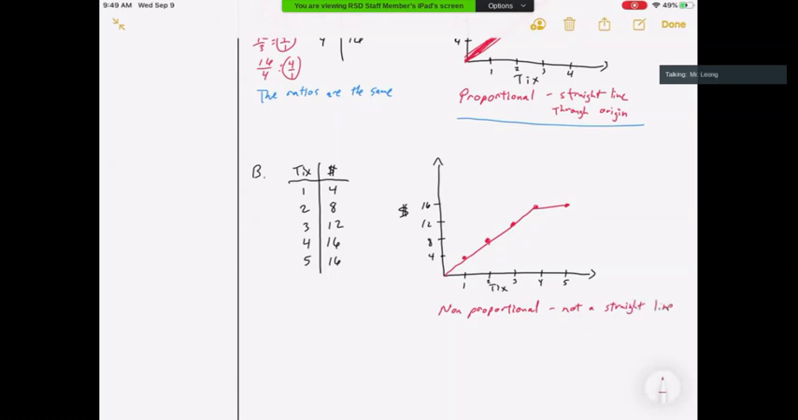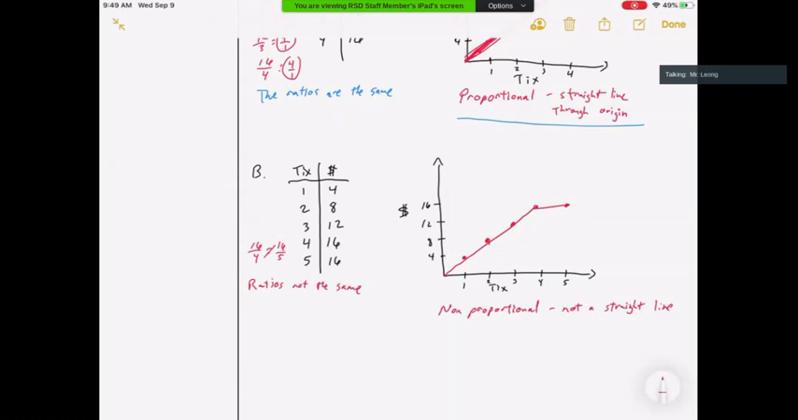Okay. And again, if you want to look at the ratios, 16 over 4 is not the same as 16 over 5. Those are not equal, right? The ratios are not the same, very clearly. Okay. Pretty easy, right?